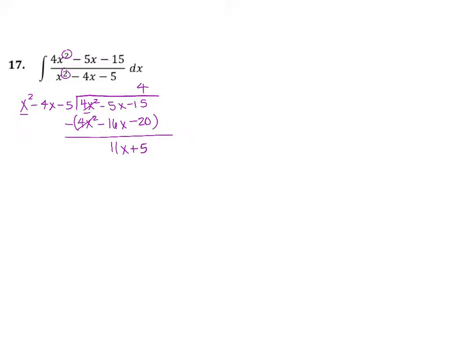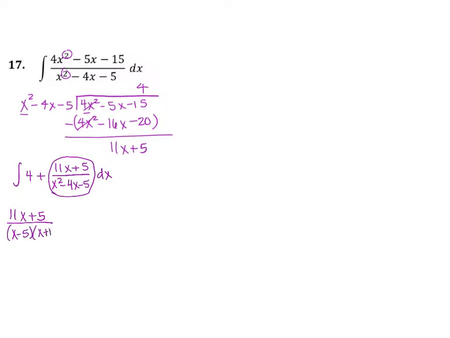And now we're going to go ahead and rewrite this so that I'm really looking at the integral of 4 plus 11x plus 5 over x squared minus 4x minus 5. And once again, this pattern is still going to be the same. We're going to have to pull this portion down and go ahead and do some factoring and partial fractions here. Looks like we're going to have x minus 5 times x plus 1. And so we have a over x minus 5 plus b over x plus 1.